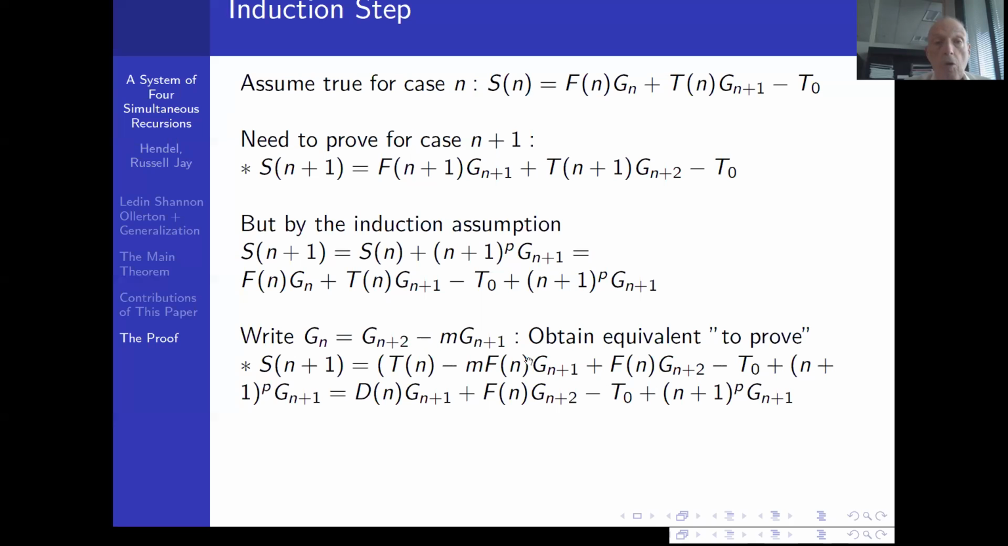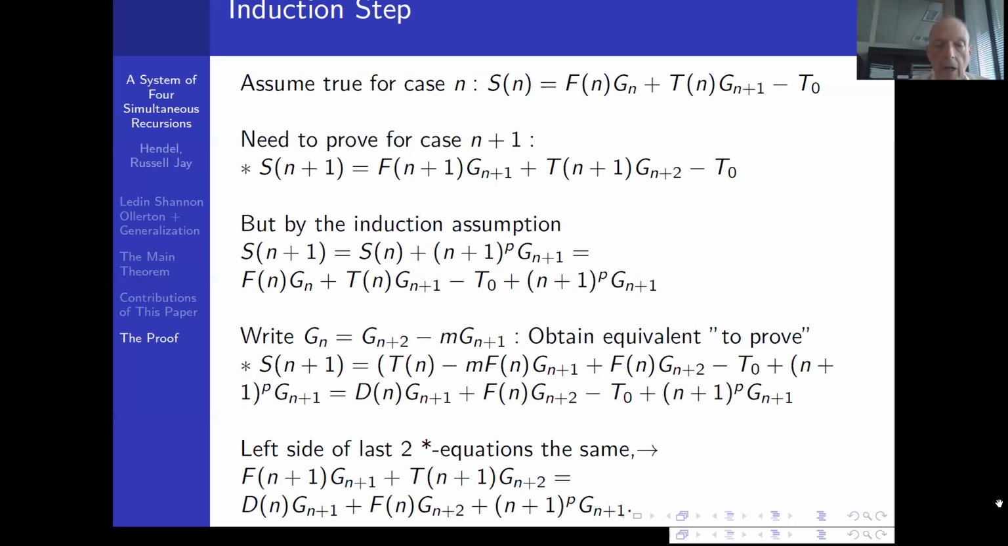So to prove the induction step, all I have to do is show that these two are the same. And the left sides of the last two starred equations are the same. They're both S_{n+1}. Therefore, the right sides must be the same. So these two must be equal, and if I can prove that, I've proven the case of S_{n+1} from S_n, which is what I want to do and completes the proof.